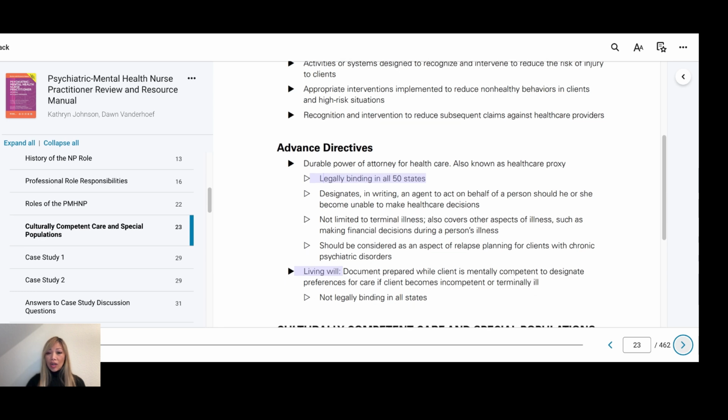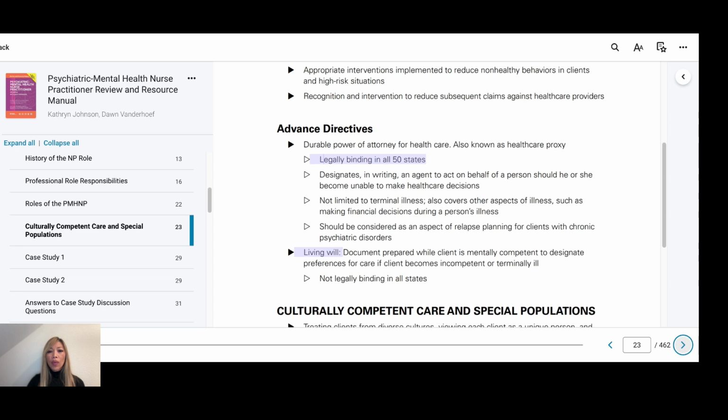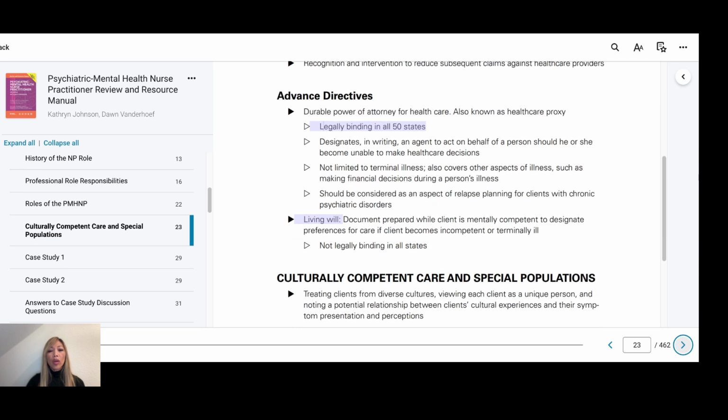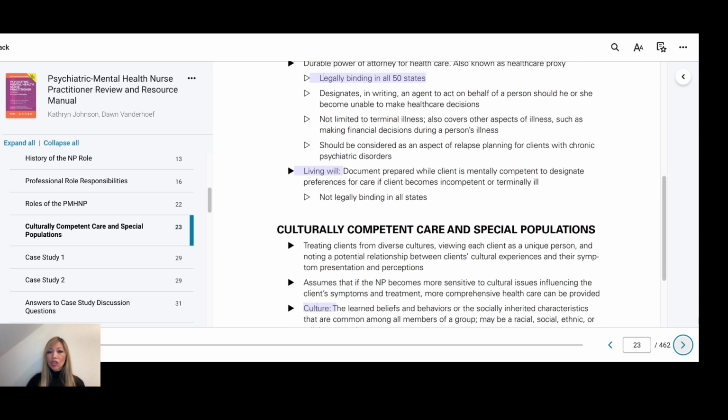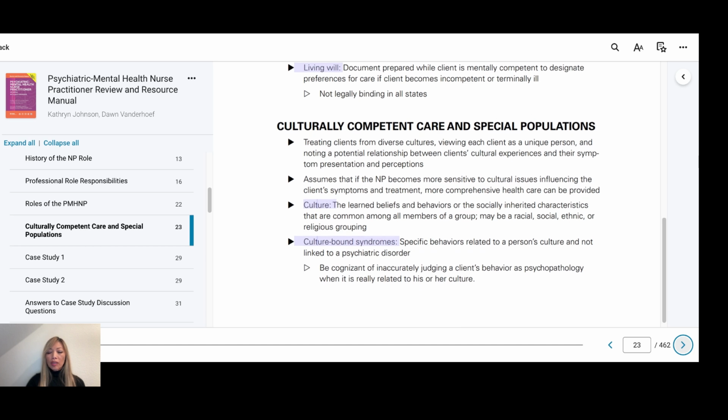Advance directives are also part of the ethics domain. Know that advance directives are legally binding in 50 states, whereas living wills are not, because it depends on each state. Cultural competence is also another high yield topic for the exam, knowing that culture-bound syndromes are culturally inclined for our clients. They're not automatically some type of psychopathology, but a good assessment is to incorporate their culture into your practice, or plan of care.